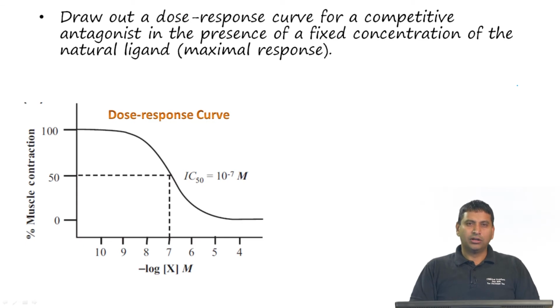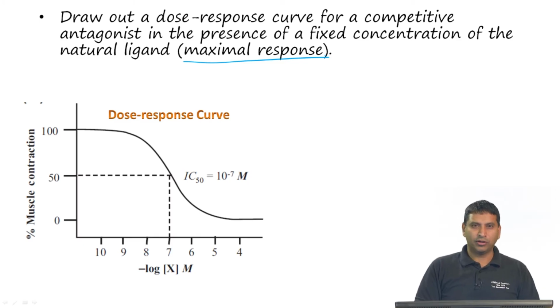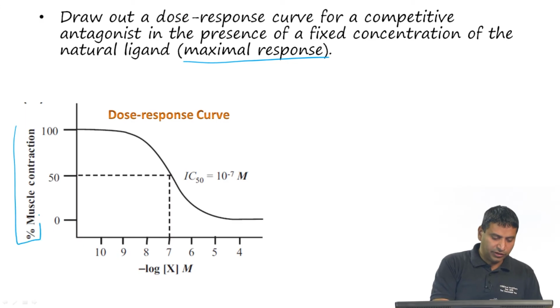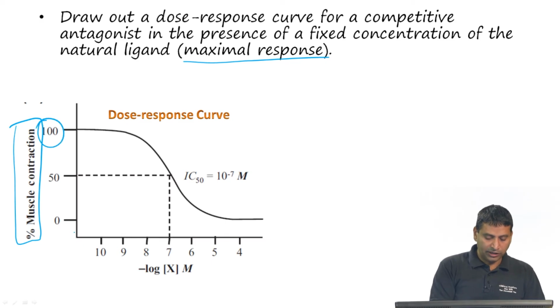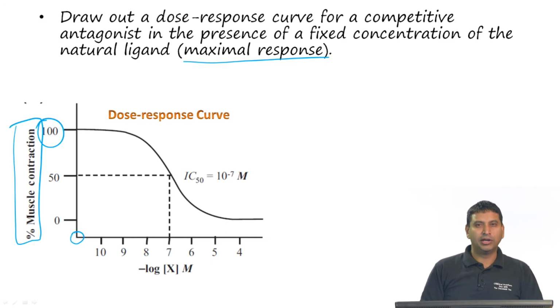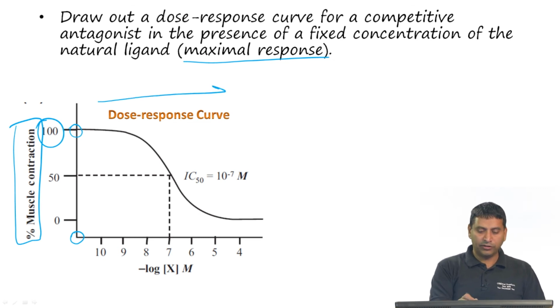Next question is, draw out a dose response curve for a competitive antagonist in the presence of a fixed concentration of the natural ligand. And here the fixed concentration of the natural ligand will elicit a maximal response. Okay. So, here is the dose response curve that you would see for a competitive antagonist. You see the percentage muscle contraction at a very high ligand concentration is 100%. When there is no competitive antagonist present, you see 100% response. And as you increase the concentration of the competitive antagonist, you will find a dose dependent decrease in the muscle contraction.